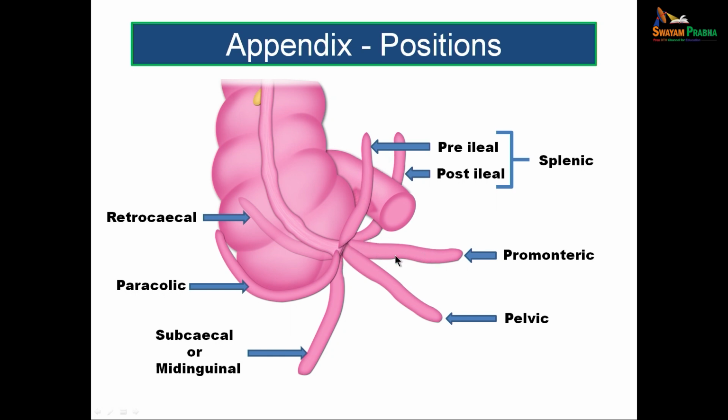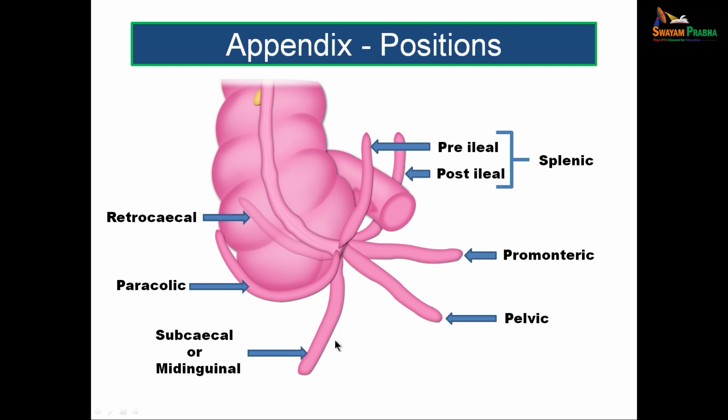Next, you find 3 o'clock position is the promontoric appendix. It will be pointing towards the sacral promontory. Next is 5 o'clock position, which is pelvic. This is the second commonest type of appendix. It will be pointing down towards the pelvis, lying against the obturator internus. In case of females, it will be related to the right ovary and the right uterine tube.